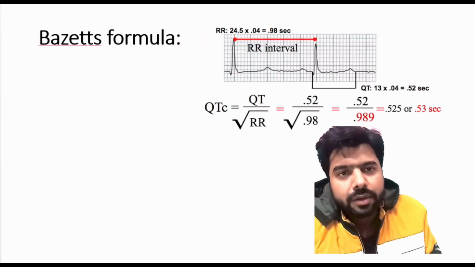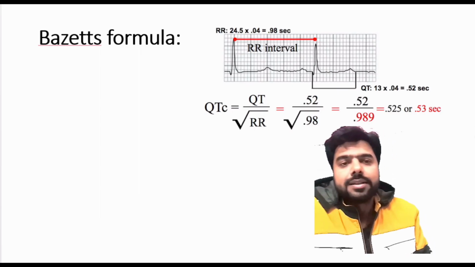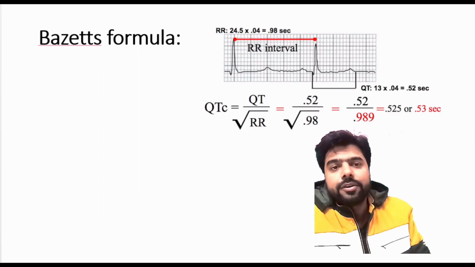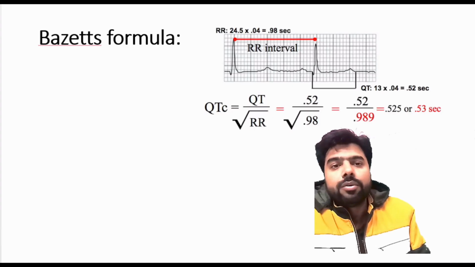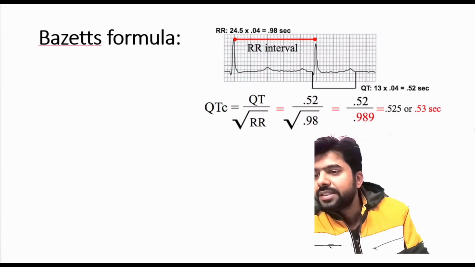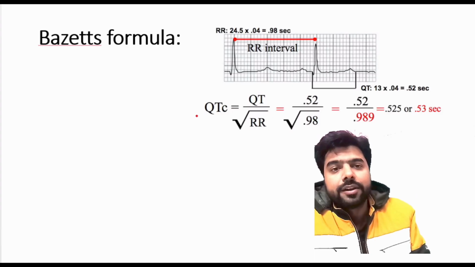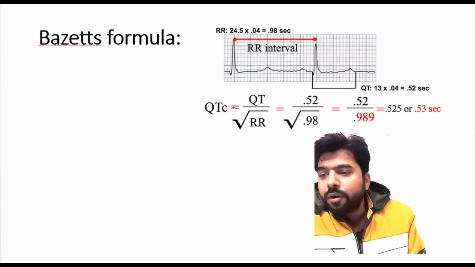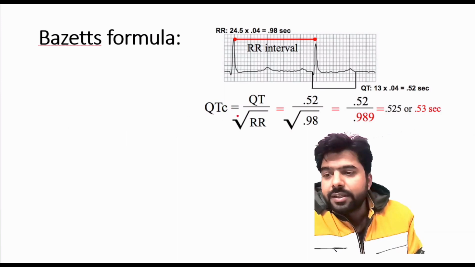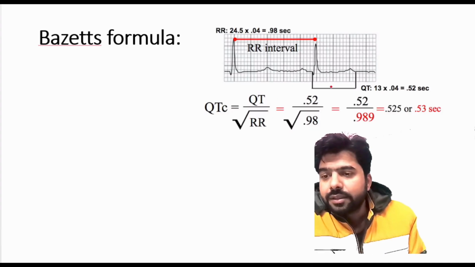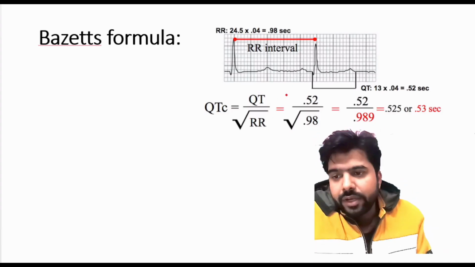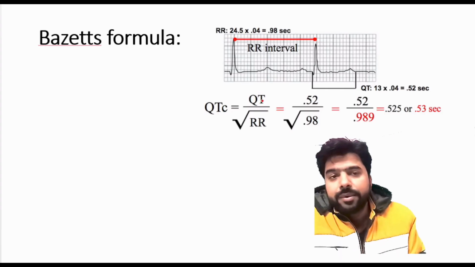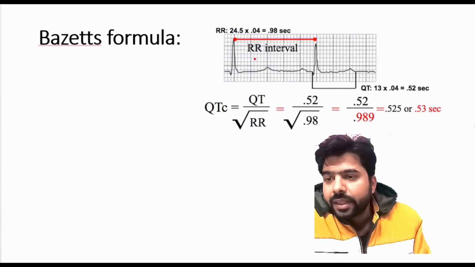Now coming up to Bazett's formula. Many of the students ask, sir, how to calculate the corrected QT interval, and we don't know how to calculate this. So this is Bazett's formula for calculating the corrected QT interval. The formula is corrected QT, QTc, is equal to QT upon the square root of the RR interval. Now how will you calculate the time interval of QT and of RR? So this is the RR interval and this is the QT interval.